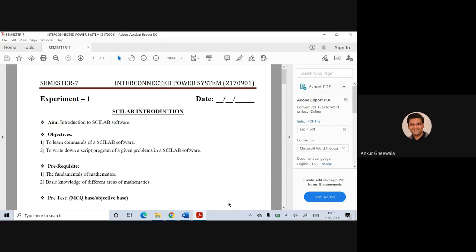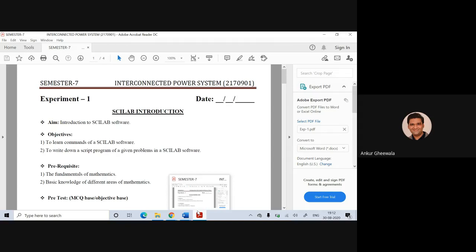So first of all, let's talk about our basic subject of interconnected power system. Interconnected power system deals with matrix and mathematical equations in terms of trigonometric equations, then simulations and modeling of stability. All these things can be done with the help of this. So let's start with the Scilab introduction, experiment number 1.